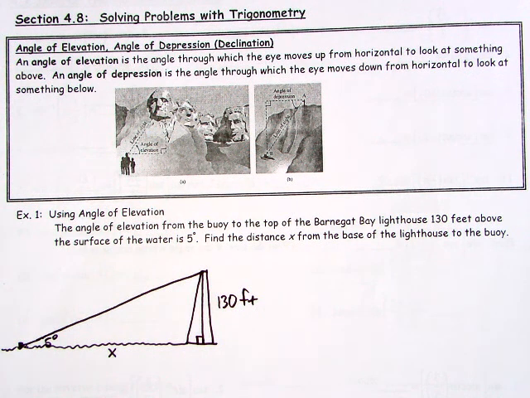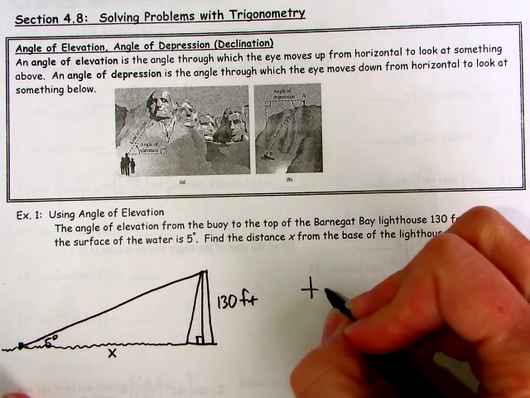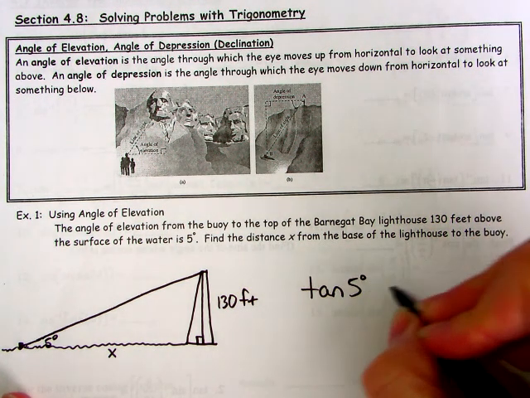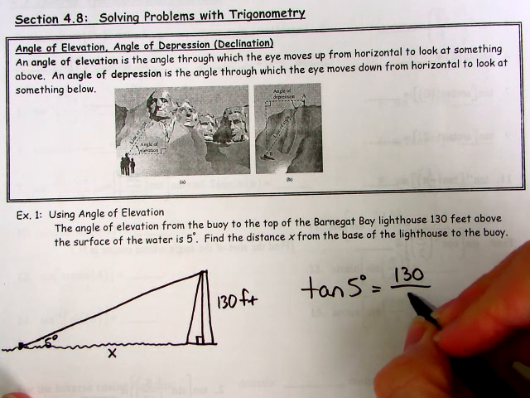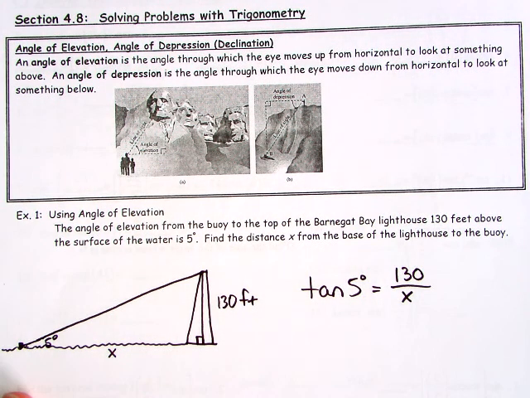Why don't you pause this and set up the trig function that you think you should use? Okay, hopefully you have this set up. It is a tangent function. So tangent of 5 degrees is equal to opposite 130 over adjacent, unknown.